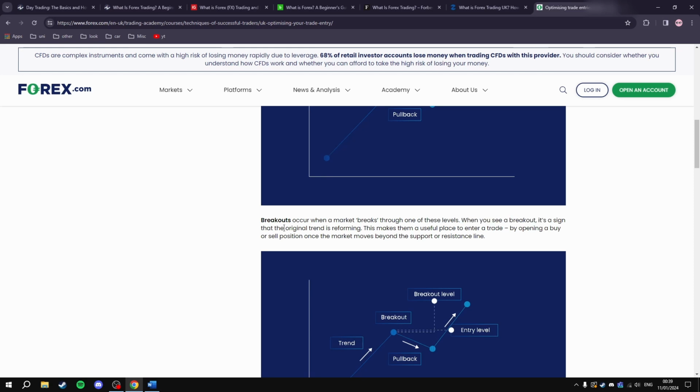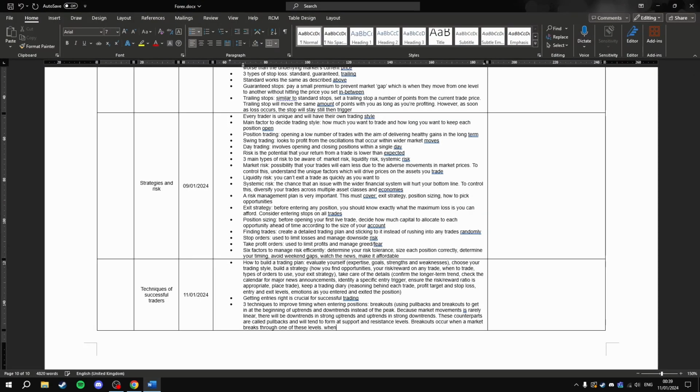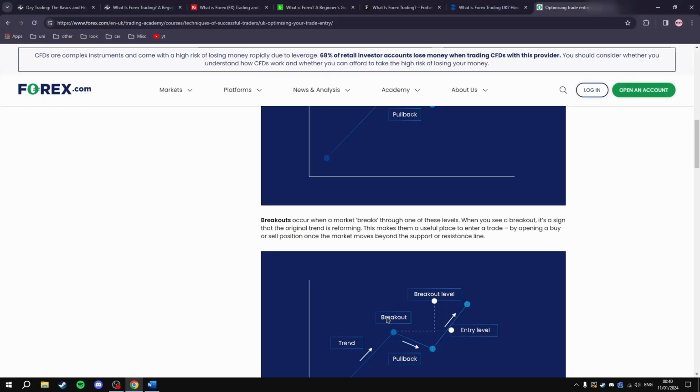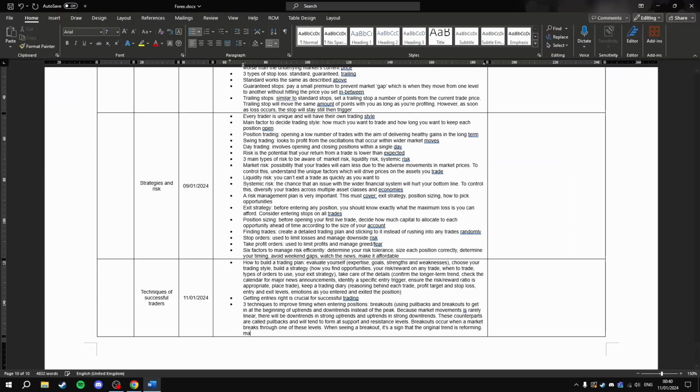When you see a breakout, it's a sign that the original trend is reforming. This makes them a useful place to enter a trade by opening a buy or sell position once the market moves beyond the support or resistance line.